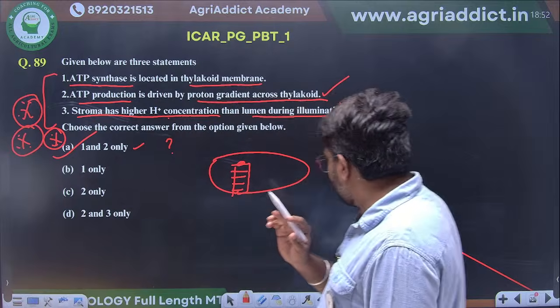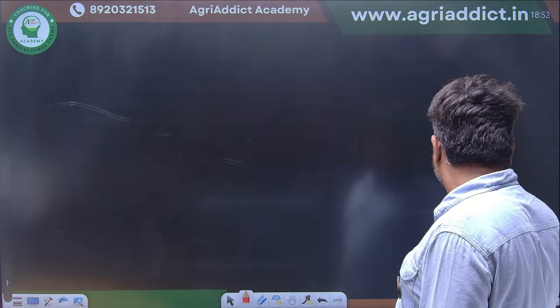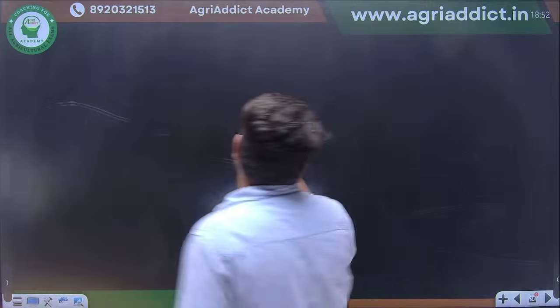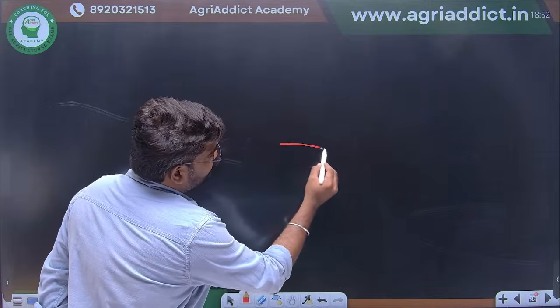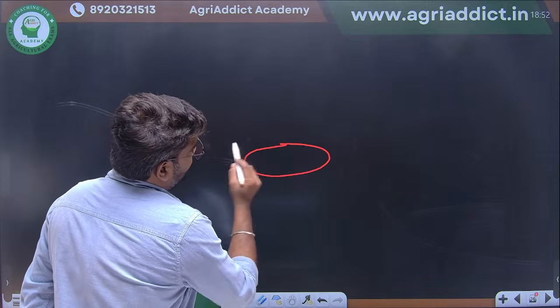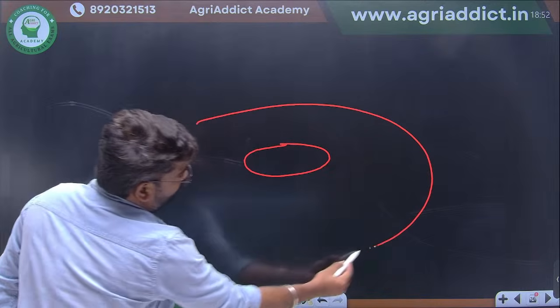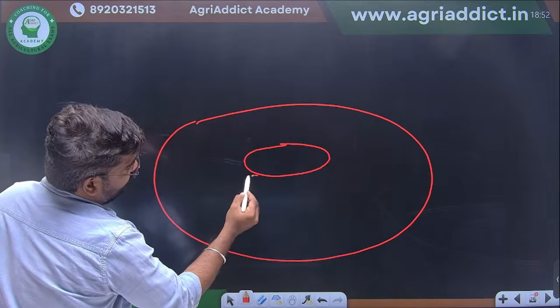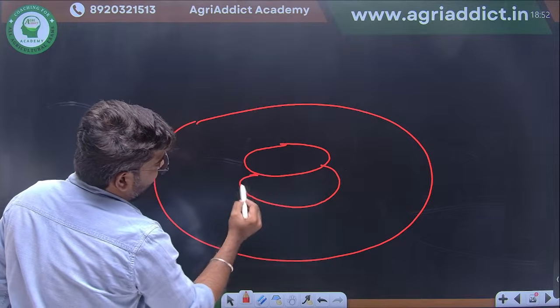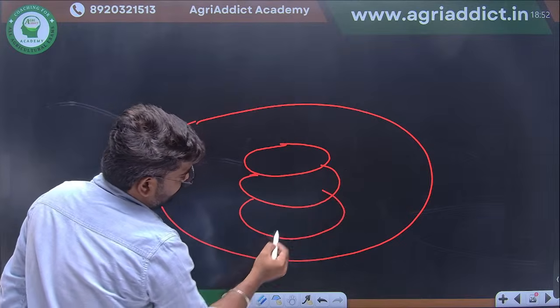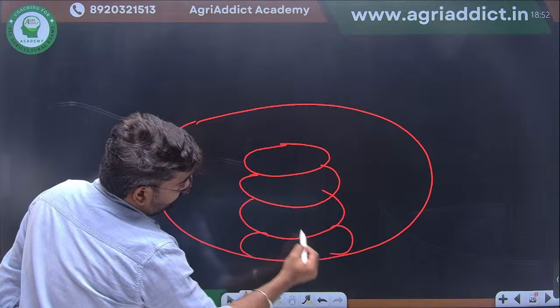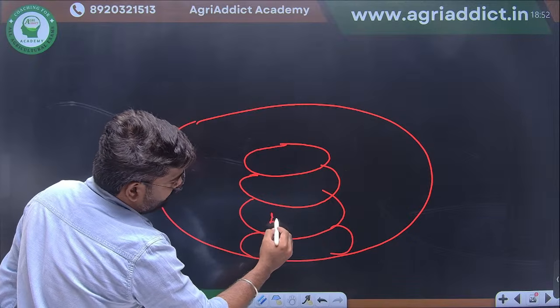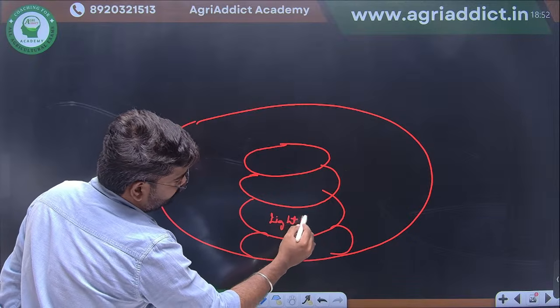Just imagine this and the concept will be clear. This is a thylakoid. For example, this is the chloroplast, and this is the thylakoid membrane like a stack. The light reaction will happen here. I am writing here: light reaction.